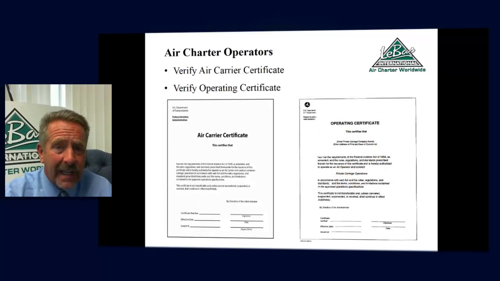One of the first things we want to take a look at is to make sure the air charter operator has an air carrier certificate or an operating certificate from the FAA, with examples shown here. Of course, they will be filled out with the air carrier's name and address, where their base of operations is, a certificate number issued from the FAA, an effective date, and normally where it's issued from, probably the Flight Standards District Office that governs the air carrier, or FSDO. That is usually the regional FAA office for that particular air carrier.